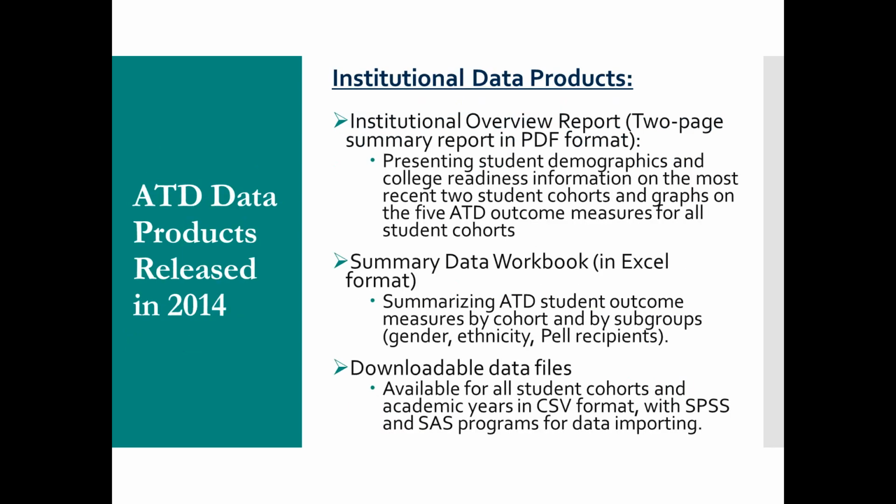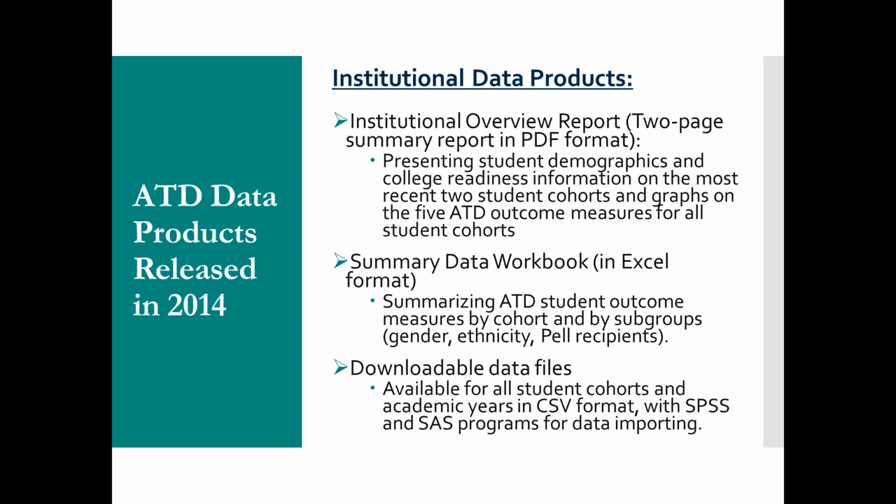So early this year, we released 2 waves of data products. The first is institutional data products. These data products are built from the college's own data submitted to the ATD database. The first one is Institutional Overview Report. This is a 2-page summary report in PDF format.